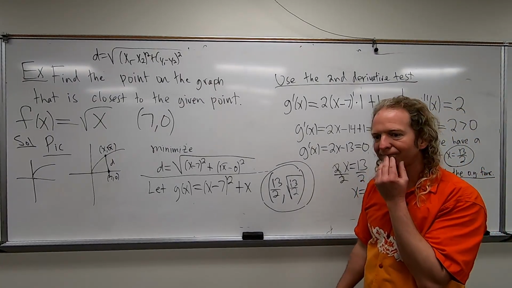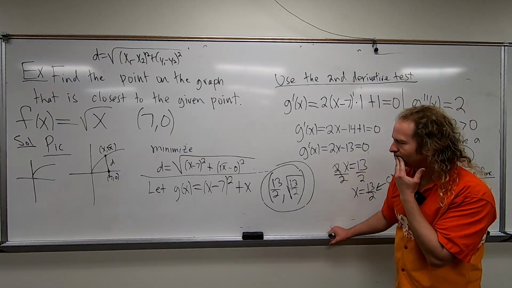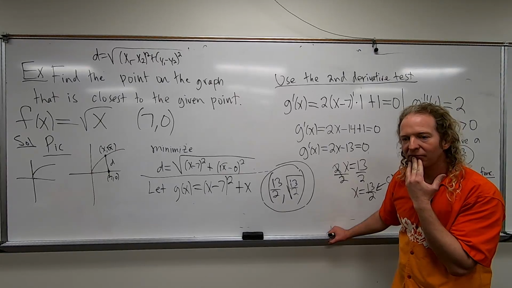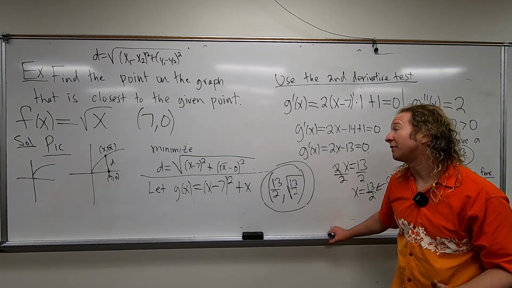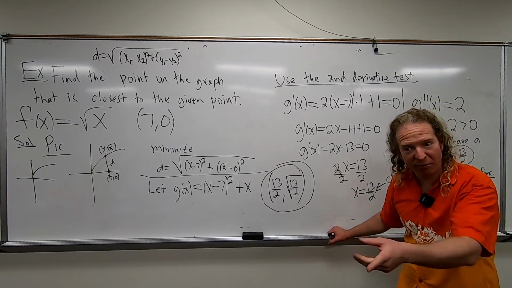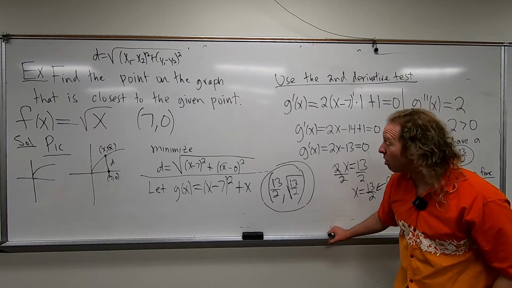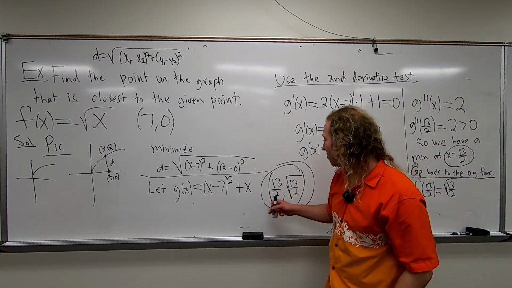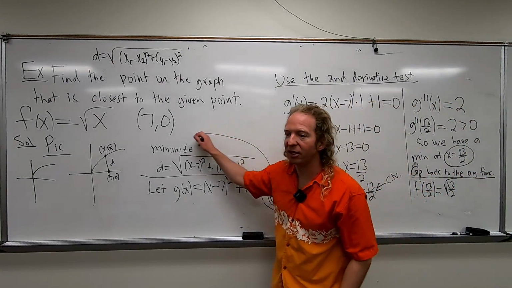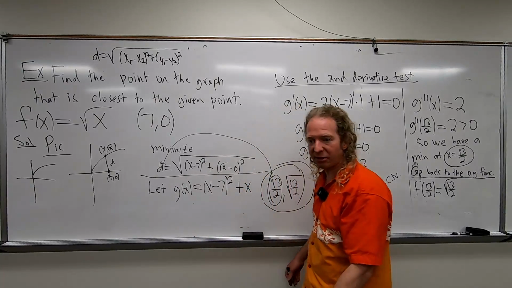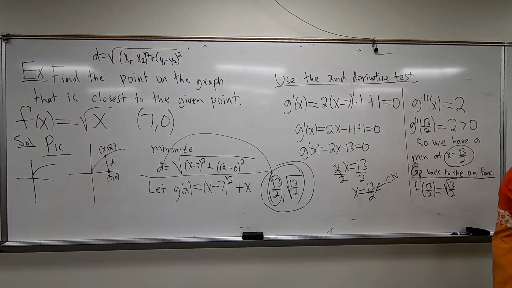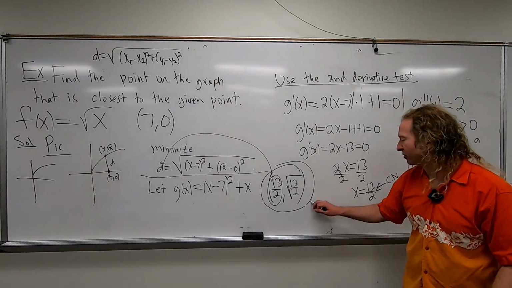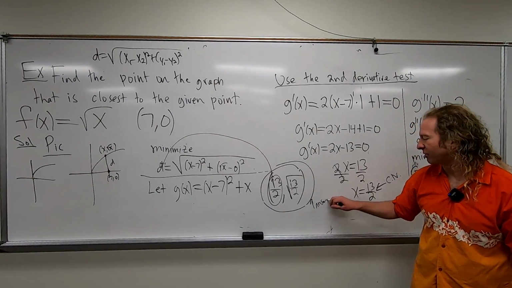So would g of x be the, I guess we don't even really know the distance then, do we? No, we never found the distance. If you wanted to find the minimum distance, you would take the 13 halves and plug it back into D. And that would give you the minimum distance. Yeah, good question. So what you have in the circle is the answer? Yeah, I should put answer, because there's so much stuff on the board.